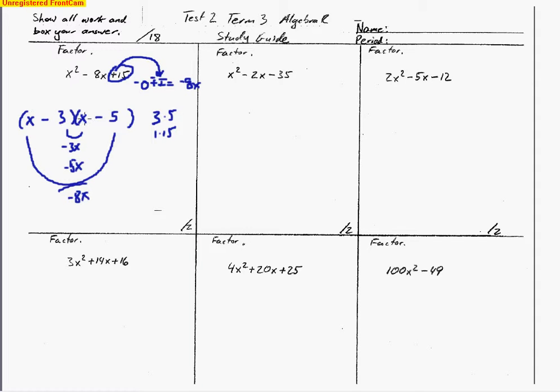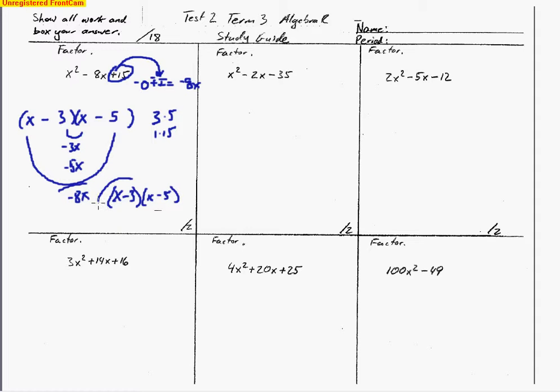And so using this method helps you ensure that you have the right answer, because x times x, the first terms, multiply to make the x squared. The last terms, negative 3 and negative 5, multiply to make the positive 15. And we've already checked the inside terms and the outside terms, and they end up multiplying, then adding to make the middle term, the negative 8x. So there's our answer, x minus 3 and x minus 5.